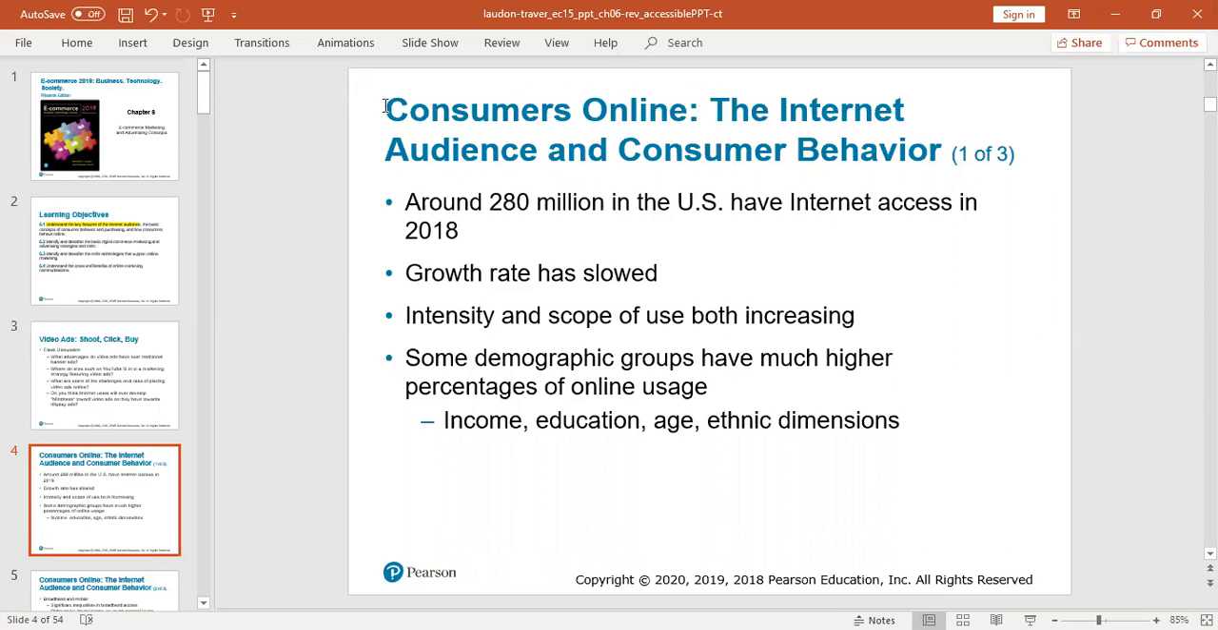So, consumers online, the internet audience, and consumer behavior finally starting. We are discussing the consumers online, and when discussing online consumers, we'll basically talk about the internet behavior, the internet audience, and their buying behavior, their consumer behavior. Around 280 million people in the US have internet access. This is as for 2018. Internet today has picked up roots, and many people in the US have access to this technology. If you read the literature, your book says that back in 2016 in the US, there were more people who were using internet for day-to-day affairs. But as time is progressing, the growth rate for the usage of internet has slowed down.